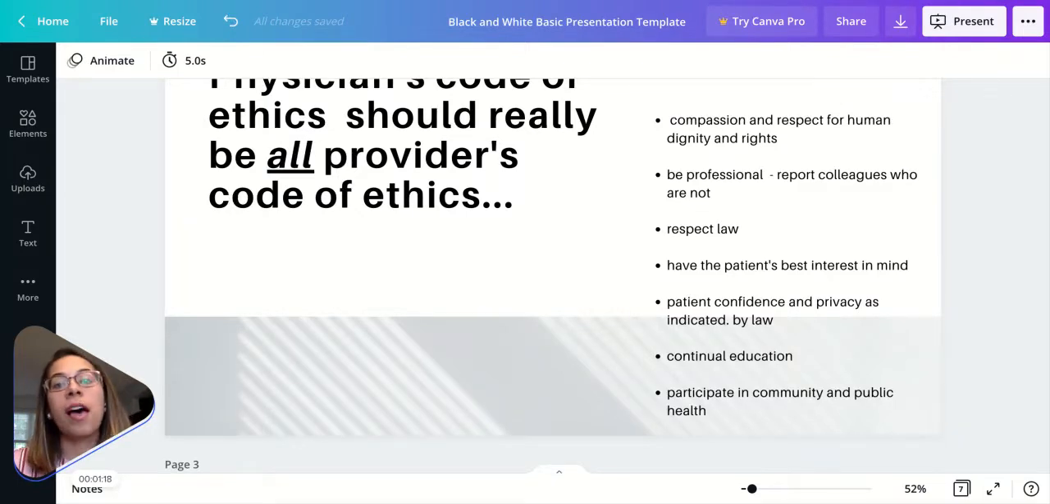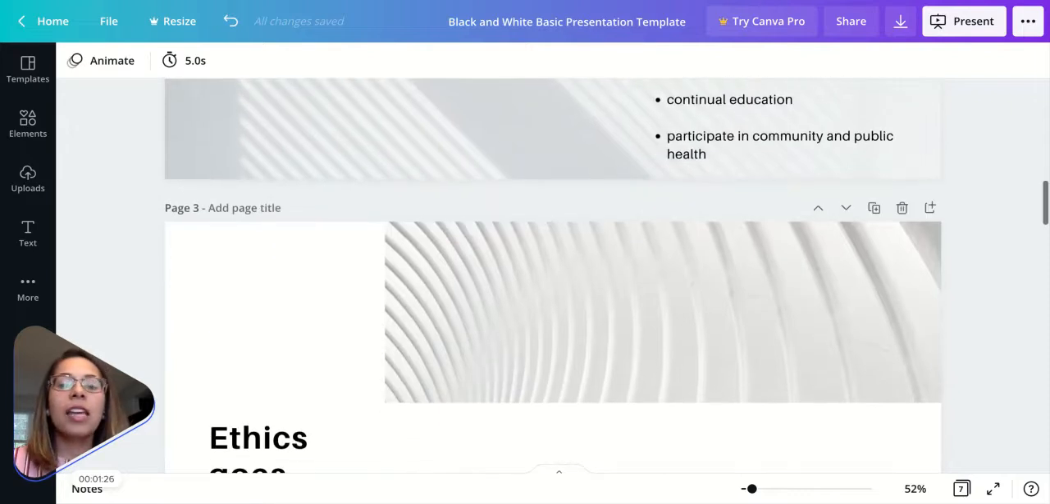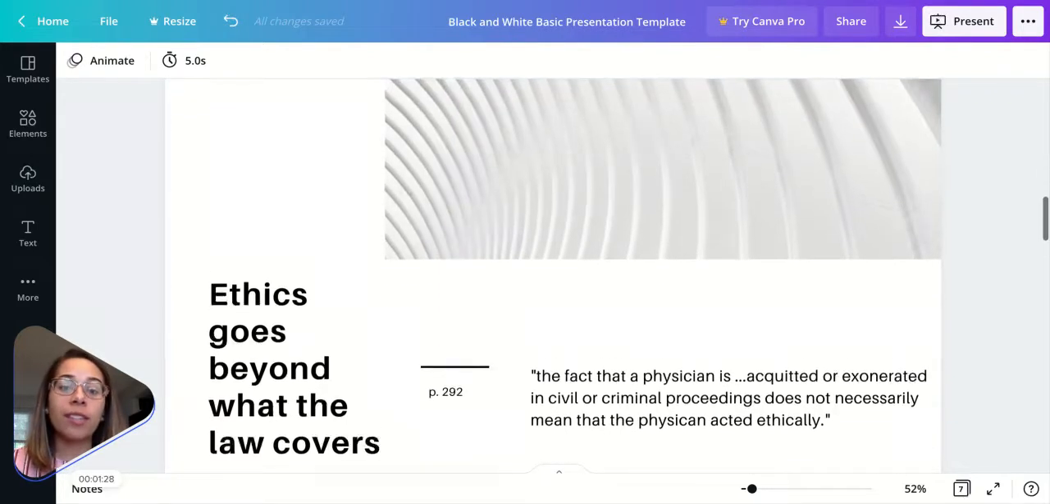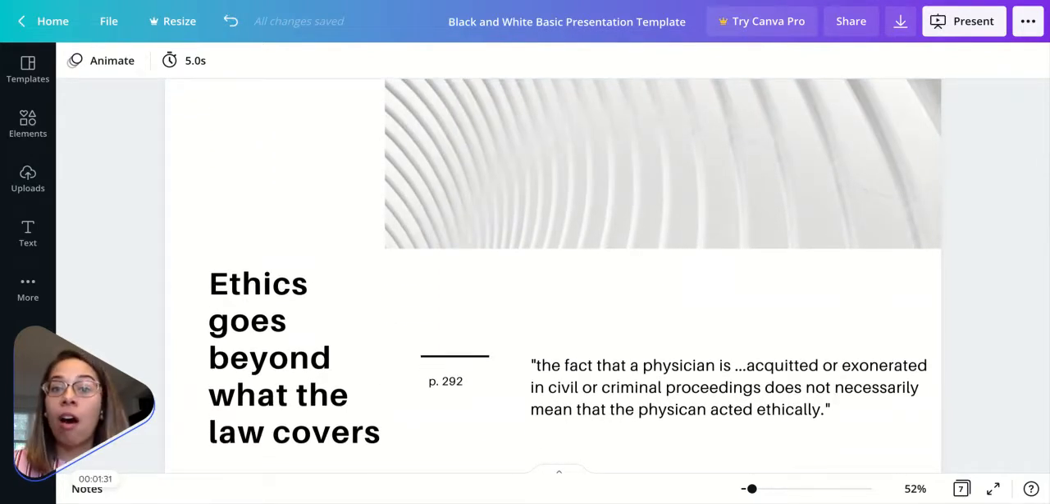So it doesn't just apply to physicians, even though this chapter is structured in such a way that it seems like it is really focusing on just physicians. Now, we've talked a lot up until this point, Week 10, about law, and we've talked about some ethics cases that have become case law situations that have changed the way the law is interpreted and applied.